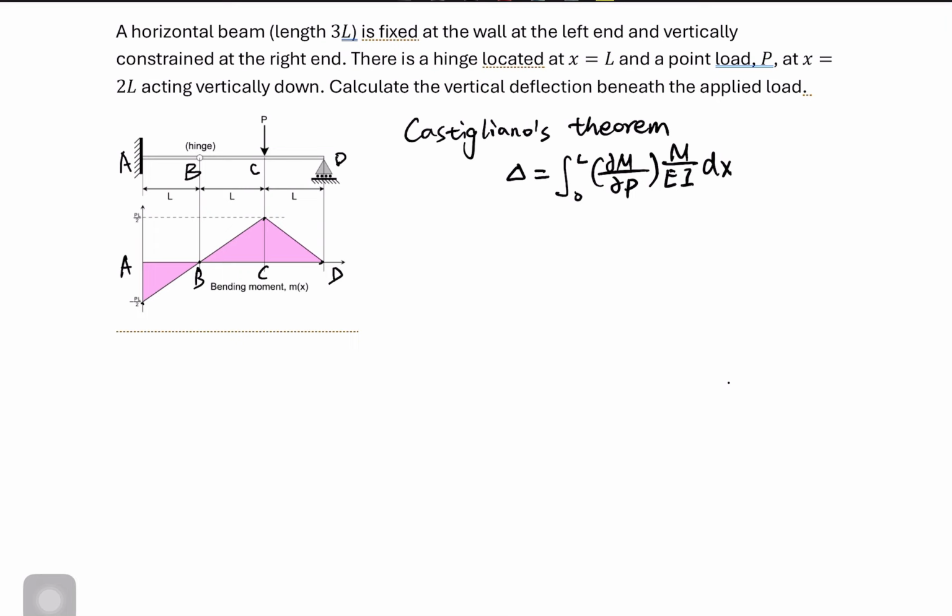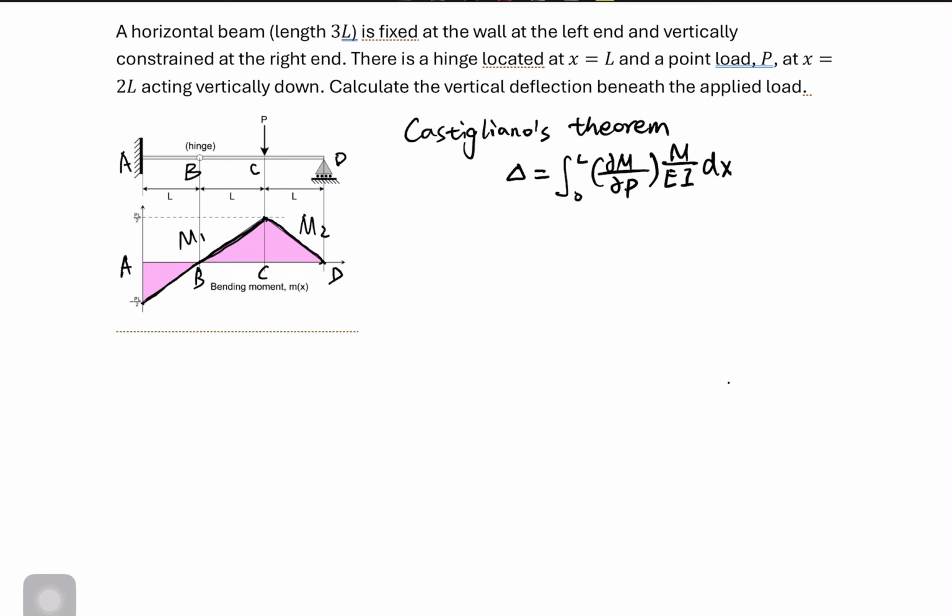We need two functions for the bending moment. One expression is for this curve of the bending moment, which we call M1, and the other function is for this line, M2. Because we have a discontinuity at point C, we need two functions, one is M1, the other one is M2.